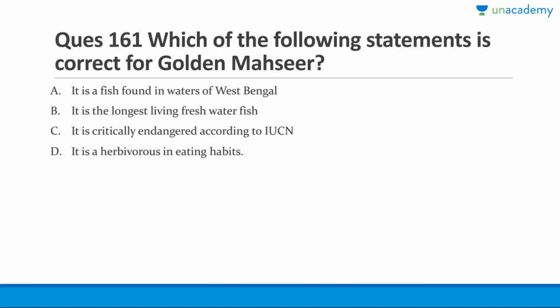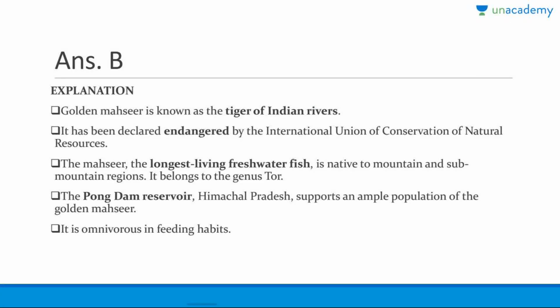Question 161. Which of the following statement is correct for golden mahseer? Basically, it is the longest living freshwater fish, so answer is B. Golden mahseer is known as the tiger of Indian rivers, and it has been declared endangered by IUCN. It is the longest living freshwater fish, and Pong Dam Reservoir, Himachal Pradesh, supports an ample population of golden mahseer. It is omnivorous in feeding habits.